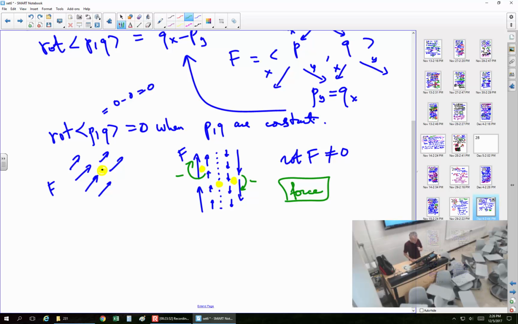So, rotation not zero. In other words, if on one side of the ball the flow is faster than the other, that's what creates rotation. There is one more example that will take us further from this. I'll probably come back to this example again.